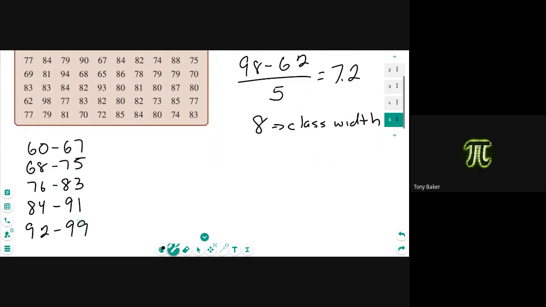How many classes do I have? 5 classes, which is what I wanted, right? Okay. Do I encompass all of my numbers in my data set? My lowest number was 62. My highest number was 98, right? So in my classes that I chose, I will cover all of my numbers. So this is an acceptable class. These are acceptable classes. Okay.